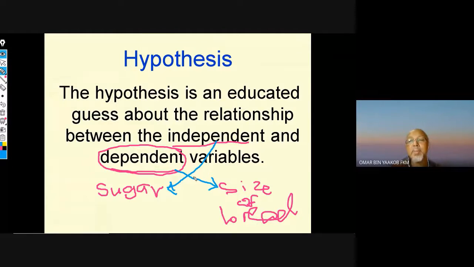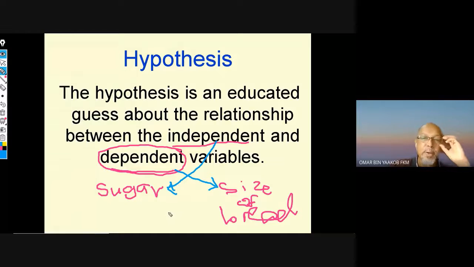Dependent is something that is depending on the other variable. So in this case, sugar does not depend on size of bread, but the size of bread depends on sugar. So the dependent is size of bread. And the independent one is what you decide. You vary. So that's the amount of sugar.